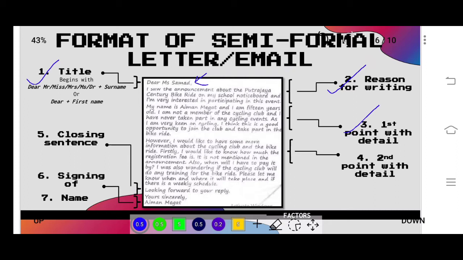Or you can state your information, because in the question or in the announcement you have to state your name, age and so on. So you put it in the second paragraph. After you write the reason, you put the information there. So please read carefully what you need to write before you write the semi-formal letter. Okay, so let's move on to the next one.